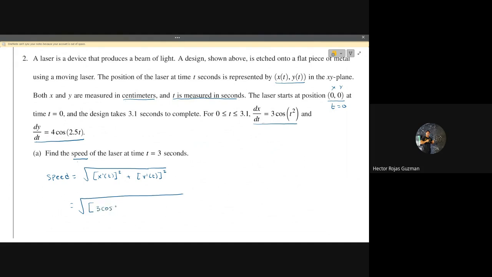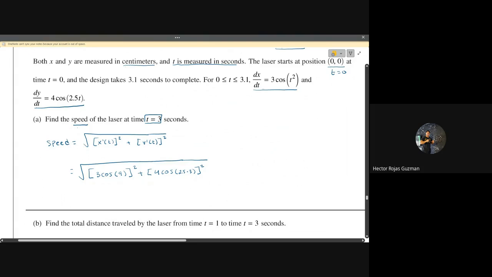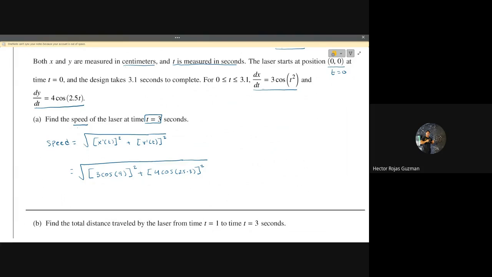3 cosine parentheses. Since we're plugging in 3, that's going to make it a 9. So 9 squared plus y prime. So 4 cosine of 2.5 times 3. If you really don't want a mistake, you can just multiply it out, 2.5 times 3, and just leave it like that. Let the calculator do the work for you. Squared. I think the biggest mistake here is going to be making sure that everything is in parentheses so that you're squaring the entire quantity and not just a number.